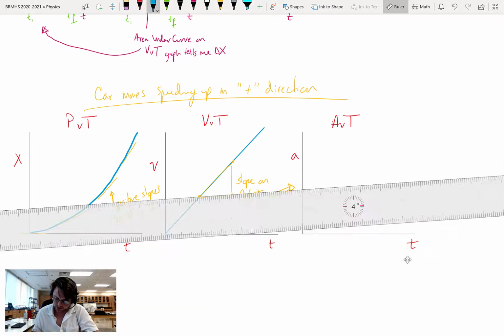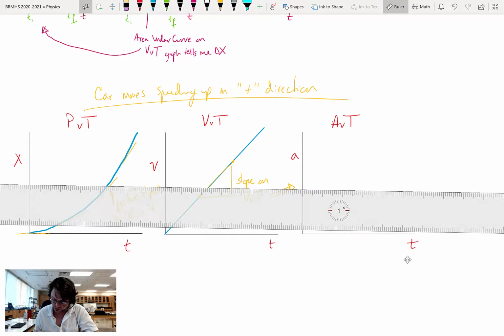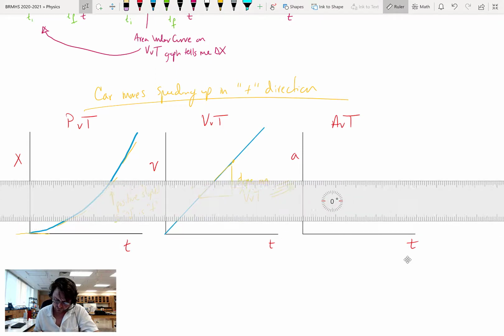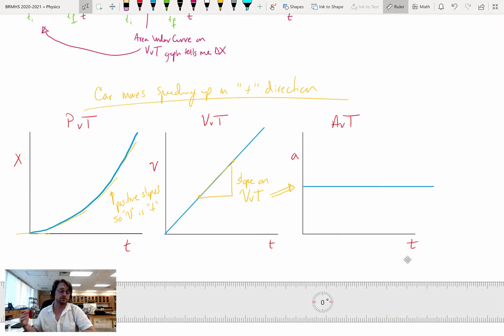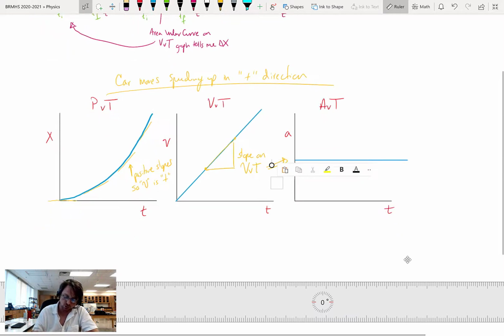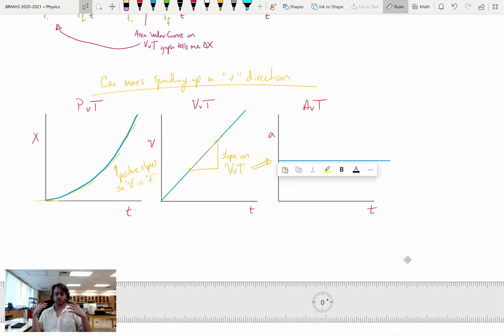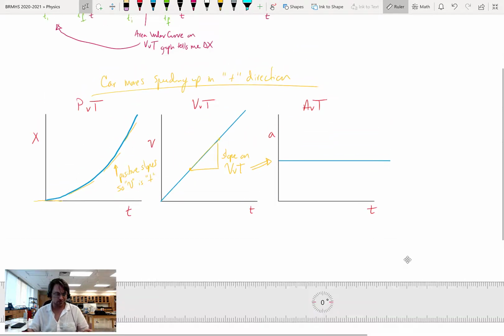So acceleration is going to be a nice flat horizontal 0 slope line right there. The slope on my velocity versus time is a positive slope, therefore my acceleration is a positive value. We will always have a constant or non-changing value for the acceleration in this class, because that's what you do with algebra-based physics. If you have a changing acceleration, you need the calculus.